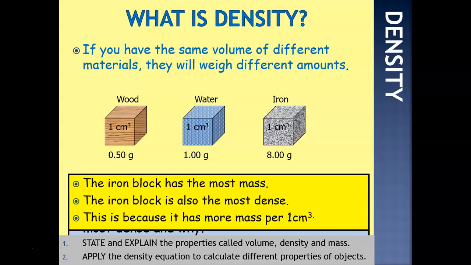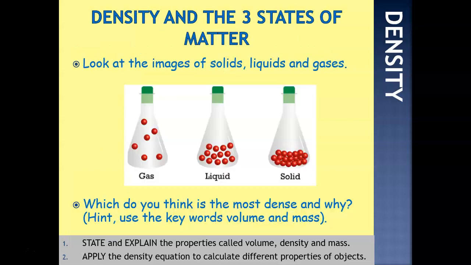Okay, so the iron block with the most mass is also the most dense. This is because it's got the most mass per centimetre cubed. Each centimetre cubed of iron will contain more mass, more kilograms or more grams than wood or water. And this is essentially what density is.